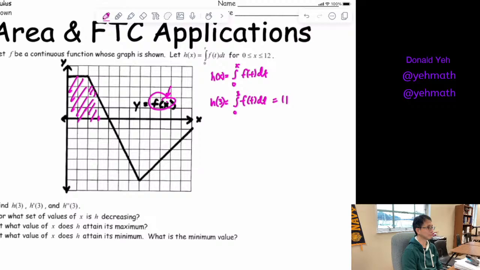If you have h of 4, for example, that provides you a value. A to b provides you the b value. Replace that x with 3. And that means the integral from 0 to 3 of f of t dt is equal to 11, because that's the area under the curve.